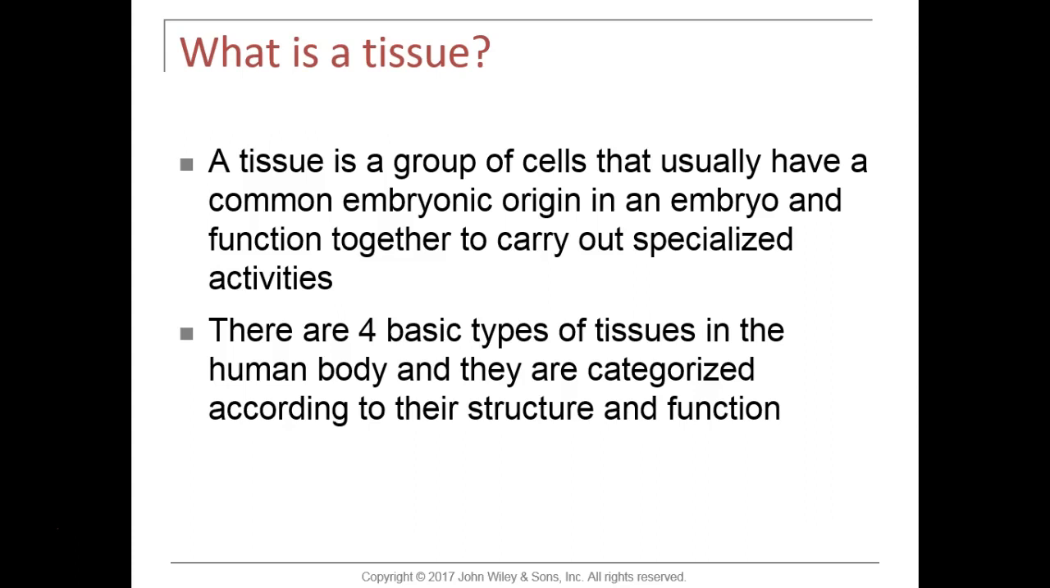So first, a tissue at the tissue level of organization is considered to be groups of cells that come from a common embryonic origin, and they have specialized functions to bring about physiological responses in the body. There's only 4 basic types of tissue that make up everything in the body.